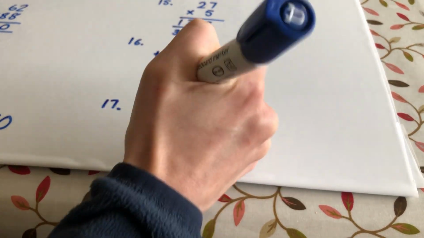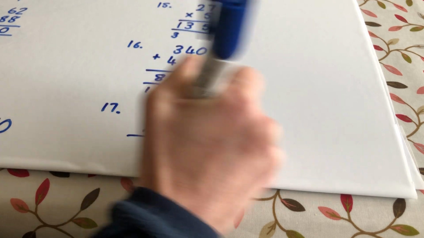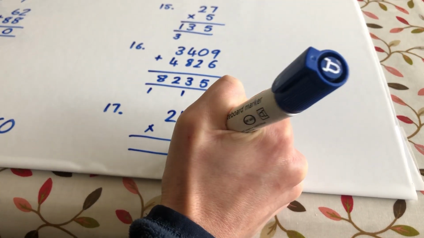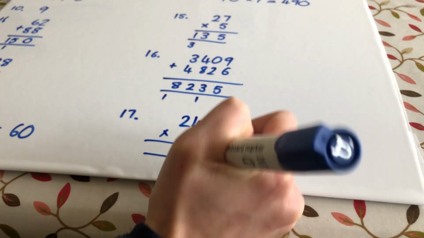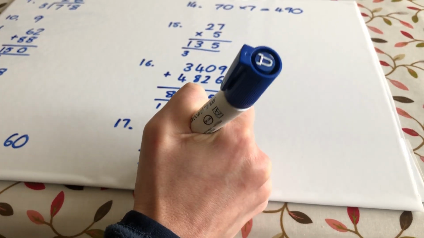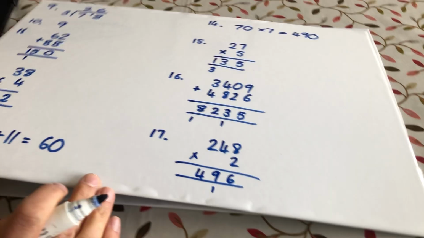Question 17. 248 times by 2. 8 times 2 is 16, put the 6 in, carry the 10. 4 2s are 8 and add the 1 is 9. 2 2s are 4. 496.